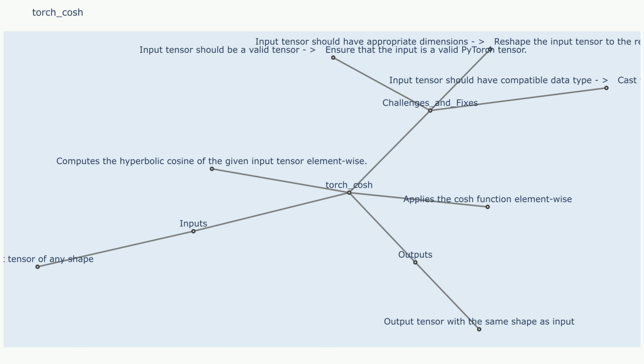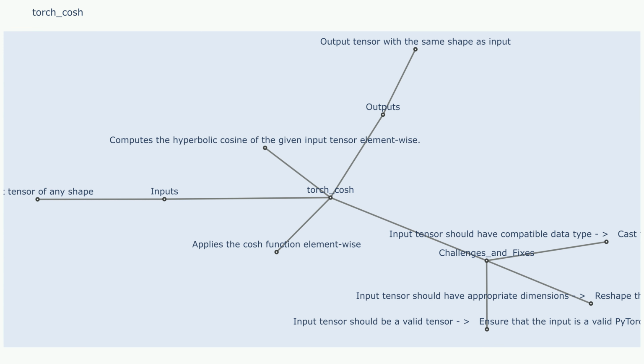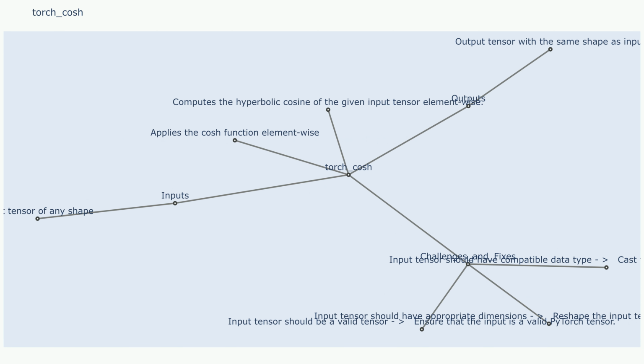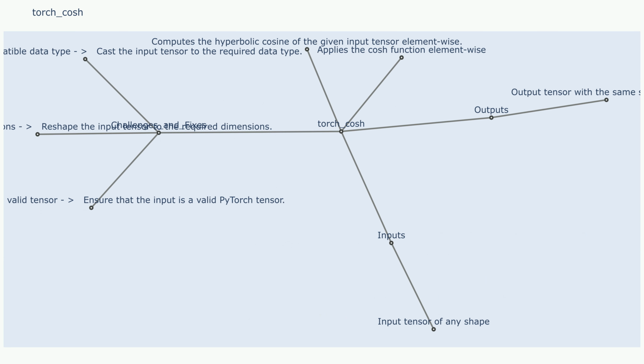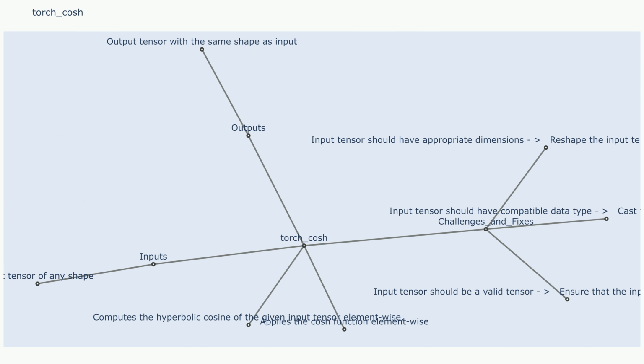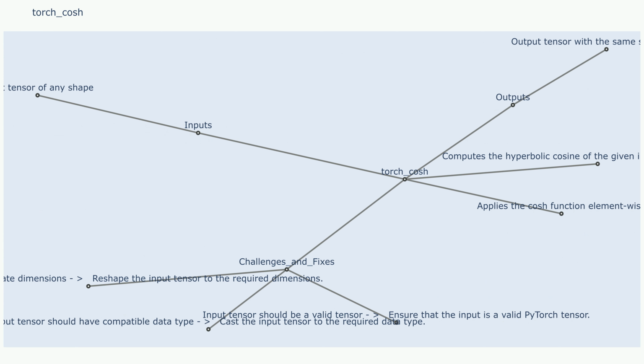torch.cosh. Description. The torch.cosh function calculates the hyperbolic cosine of each element in the input tensor. It is defined as (exp(x) + exp(-x)) / 2, where x is the input tensor. Inputs. Input: a tensor containing the values for which to calculate the hyperbolic cosine. The input can be any data type supported by PyTorch. Outputs. Output: a tensor with the same shape and data type as the input tensor, containing the hyperbolic cosine of each element in the input.